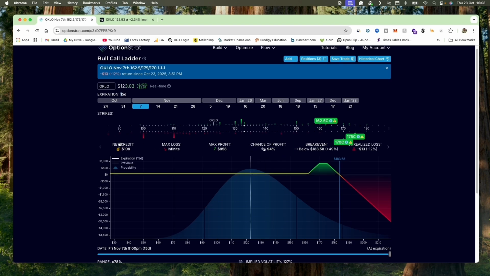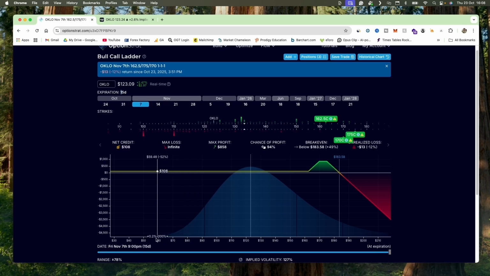I'm guaranteed 108. Potentially I can make 858. And at the moment I'm at break even, or a $13 loss, 12% of my 108. But that's fine, because as long as it stays below this number here, I'm good in the next 14 days. In the back, we've got the bell curve or distribution curve, and these black lines are the standard deviations. I'm just outside the second deviation, 2 standard deviations away, where 95% of price action will stay within.